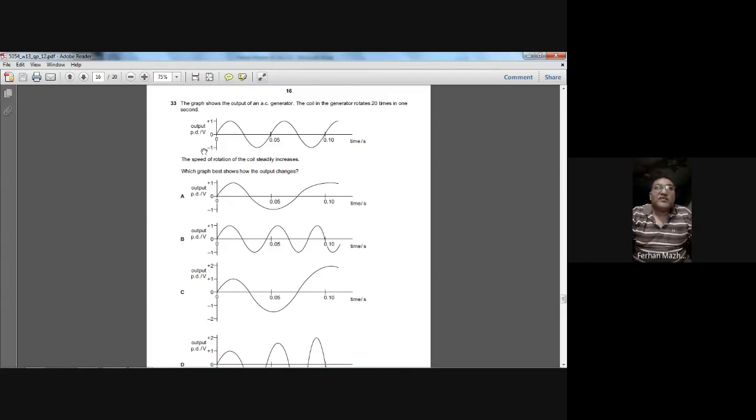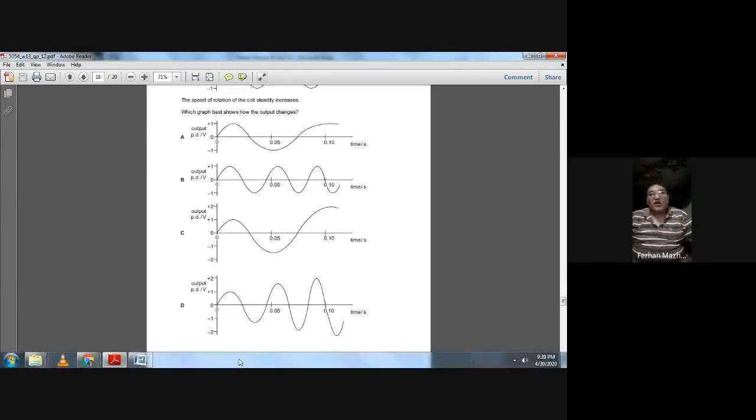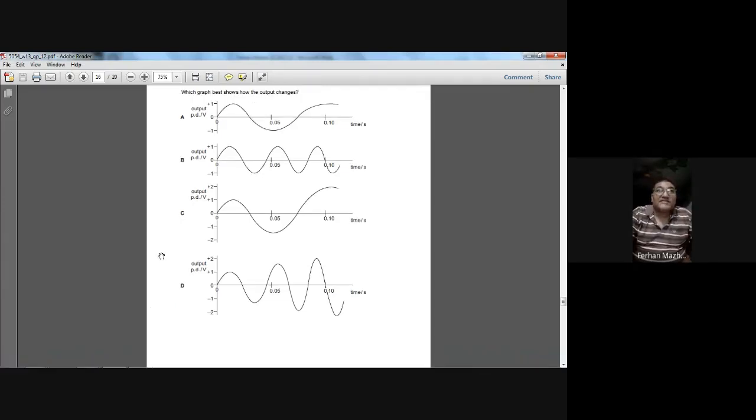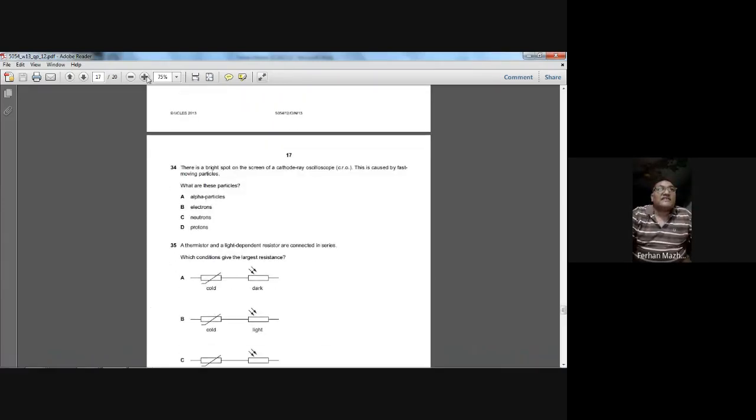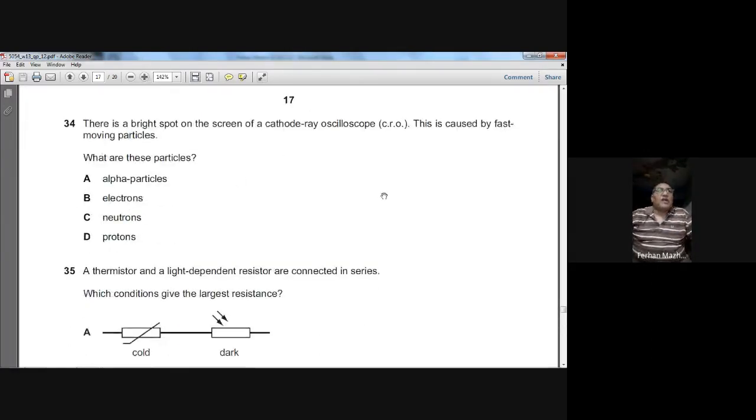If you look carefully, this is the original, and these are the options, and D is clearly the option. Gradually the amplitude has increased, and gradually there are more waves shown on the same CRO screen. So D is the option. So for question number 33, D is the option. I hope you are able to understand it. Okay, let me increase the size. Okay, D. On your screen, we have question number 34, which is on your screen right now.